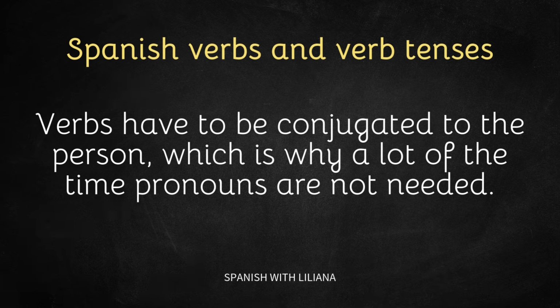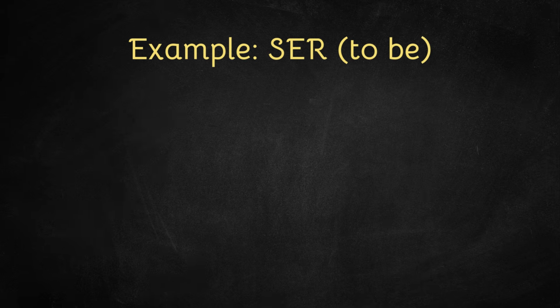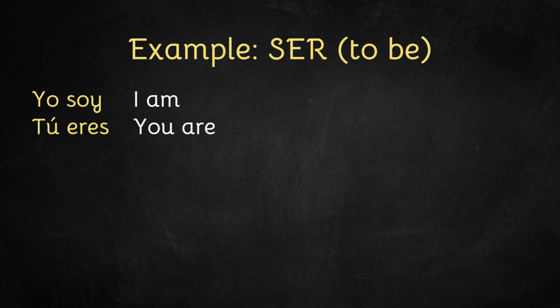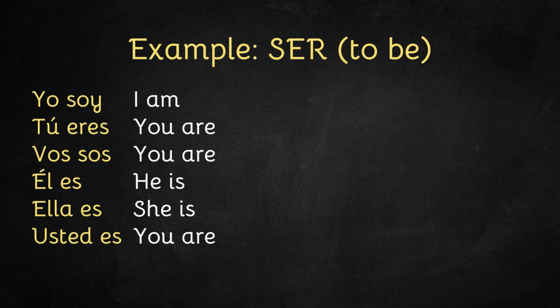Verbs have to be conjugated to the person, which is why a lot of the time pronouns are not needed. Let's look at one example with the verb ser, which is one of the meanings of to be. Yo soy, I am. Tú eres, you are. Vos sos, you are. Él es, he is. Ella es, she is. Usted es, you are.